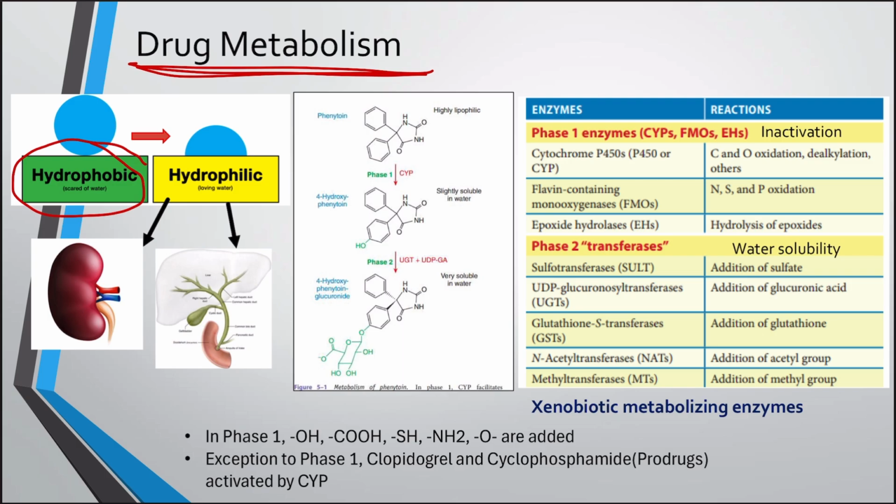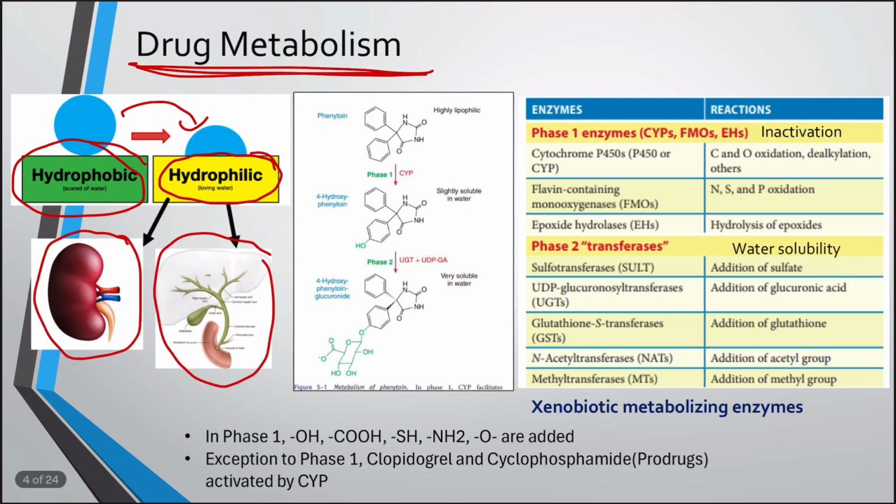So by drug metabolism, this hydrophobic drug is converted into a hydrophilic metabolite which can be easily excreted in urine or can be excreted via bile. So if the drug is having a high molecular weight, then it will be mainly excreted via the bile in the intestine and in feces. So this is the case of the drug metabolism.